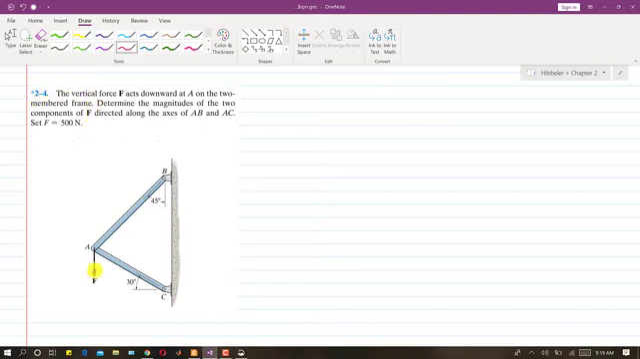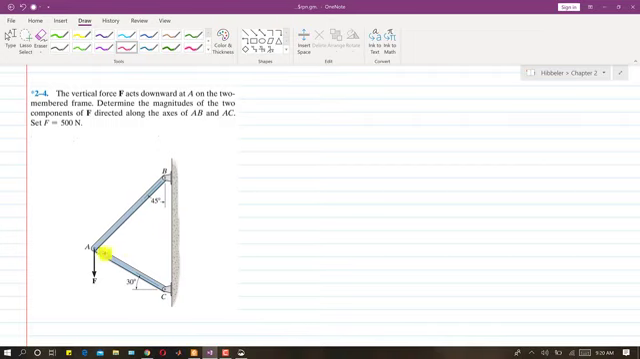Force acts downward at A on the two-membered frame. So we are asked to determine the magnitudes of the two components of force F directed along the axes of AB and AC. It is said that the force has two components along these two frame members, so we are asked to find the components of this force along AB and AC.